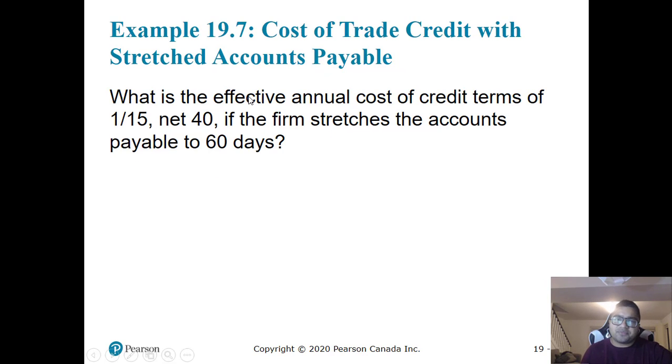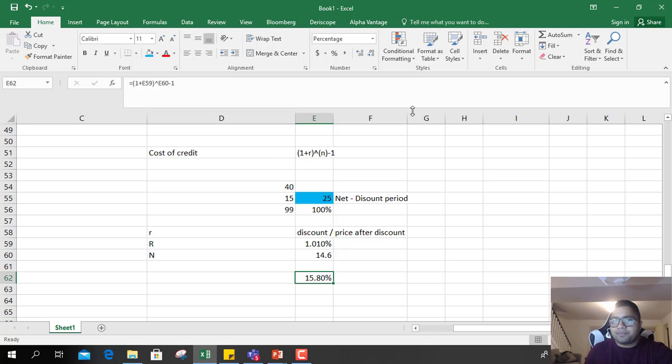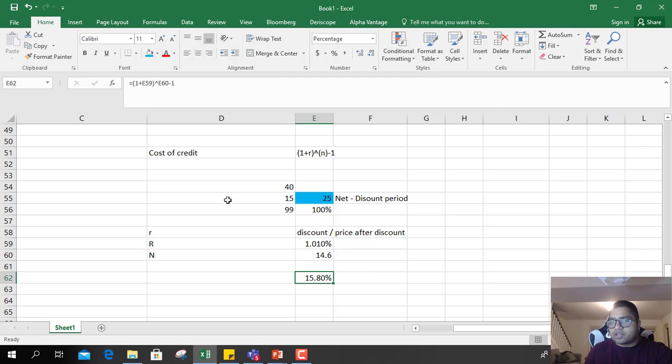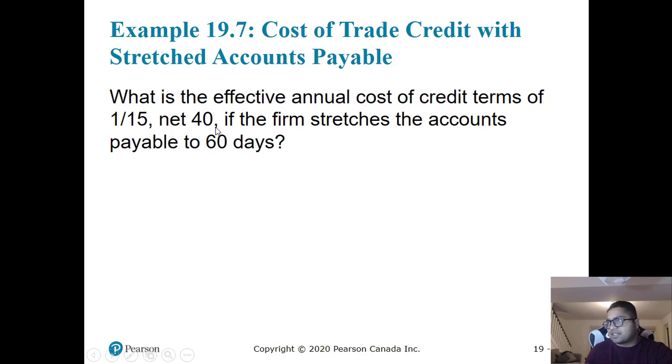What is the effective annual cost of credit terms 1/15 net 40 if the firm stretches the account payable to 60 days? So how would we do that? We'll compute the interest rate. We have done that, right? We'll compute the interest rate, effective annual rate, right? This Excel thing. We'll compute the effective cost of credit if it follows this cycle, and the cost of credit if it extends it to 60 days. And let's see how much you can save.